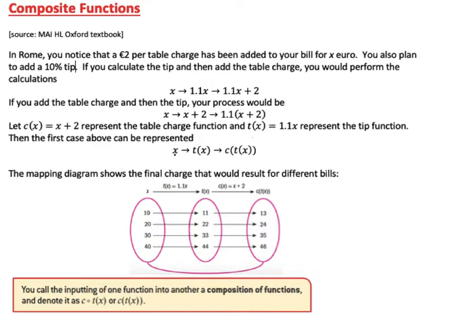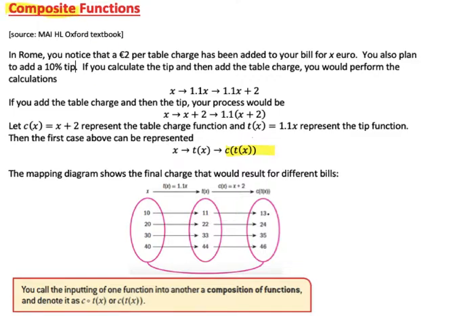We would take the bill amount, put it into the tip function, and then take that result and put it into the table charge function. And so as you can see, our final result is actually composed of two functions. And that's our topic for today. Our topic is composite functions, so functions that are made up of more than one function, okay?